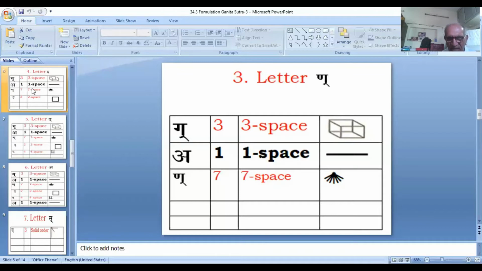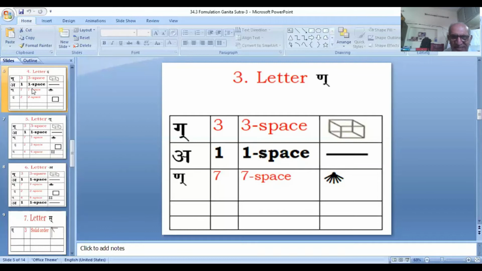simultaneous comprehension of the organization features in terms of the first 3 letters, namely G, O, and Ana of TC values range 3, 1, and 7 of geometric formats of 3 space as domain, 1 space as dimension, and 7 space as the base fold.